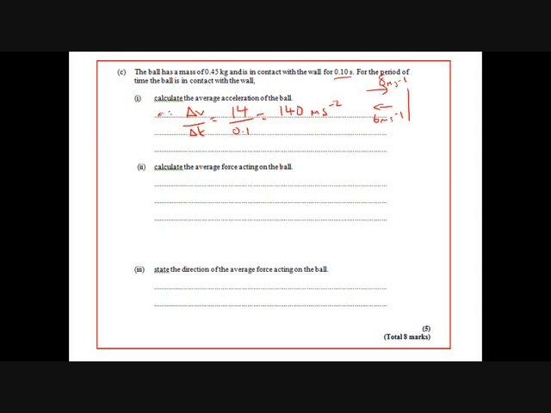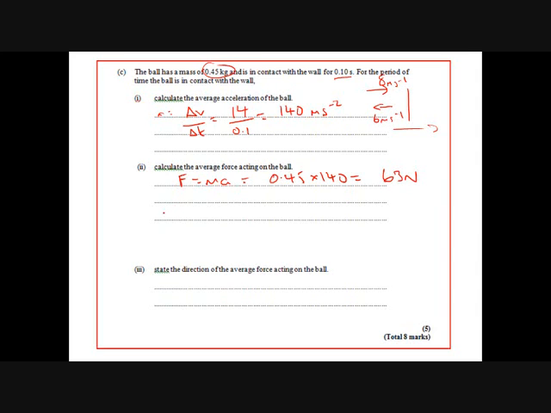Calculate the average force acting on the ball. Well, we know one way to do this at least is F equals ma. So all we've got to do is the mass, which it gave us in the question here, so 0.45 times 140, and that comes to 63 newtons. If you take this way as positive, you might want to put minus 63 newtons, because the acceleration is to the left, but we've not really specified, so that's okay.